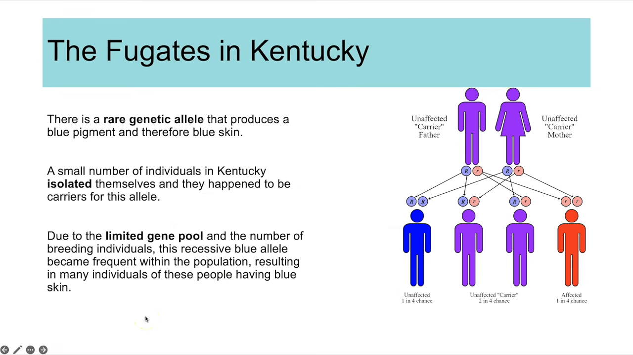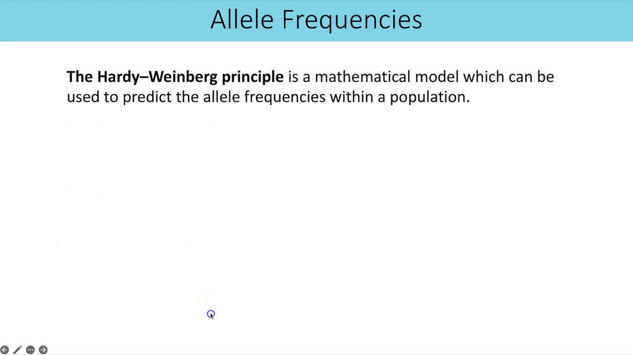And that's actually what happened with the Fugates in Kentucky. They isolated themselves to a particular area in Kentucky, and some of the individuals that went had a rare genetic allele that codes for blue skin if you have two copies of that recessive allele. But because of the limited gene pool, and the number breeding together was very, very small, that recessive blue allele became quite frequent in the population. And you then had many individuals in that population who had two copies of this blue skin allele, and it resulted in a population with many of the individuals having blue skin.